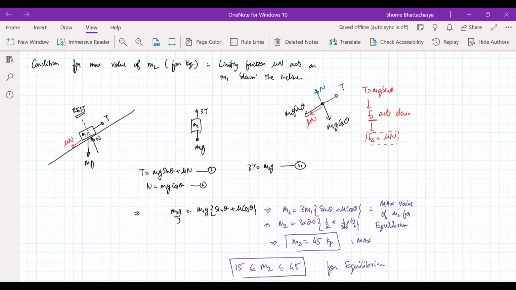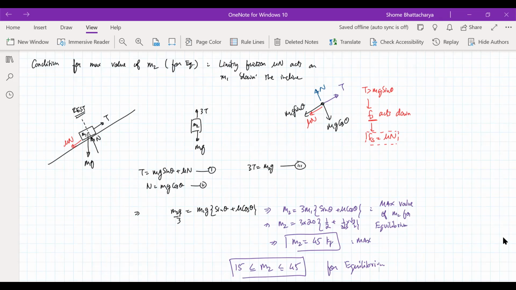Now, for example, if the mass m2 instead of 45 kg is 40 kg, it doesn't mean that there will be motion. There will still be equilibrium, but the friction acting on m1 will be less than the limiting value. A static friction of less than mu N will be acting on m1. Only if the mass exceeds 45 kg, or is less than 15 kg, there will be acceleration. If the mass of m2 is more than 45 kg, then m2 will come down and m1 will slip up the incline. And if the mass of m2 is less than 15 kg, then it's vice versa. m1 will come sliding down the incline and it will pull m2 vertically upwards.